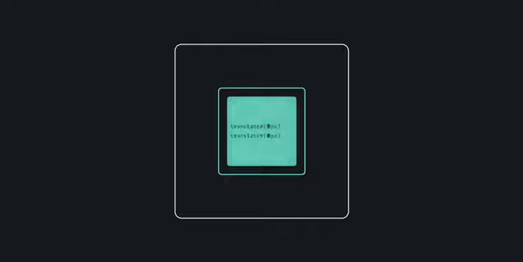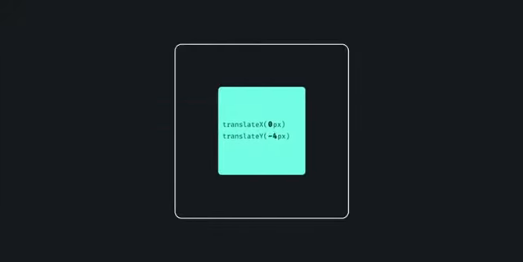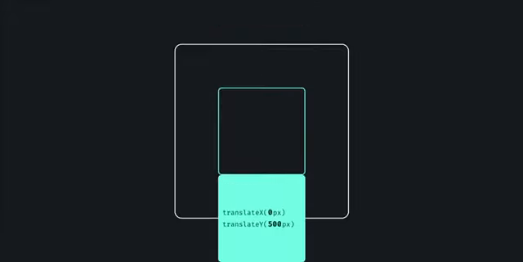In this video, we're going to make a cube that looks something like this. But first, let's start with the basics. Here are two boxes to help you see the effects. The outer square is 1000 by 1000 pixels, and the inner square is 500 by 500. Use translate X to move the box horizontally, and translate Y to move the box vertically.